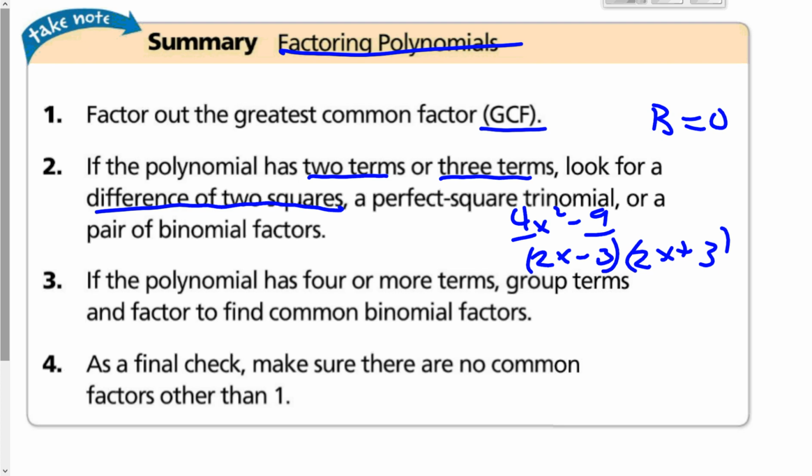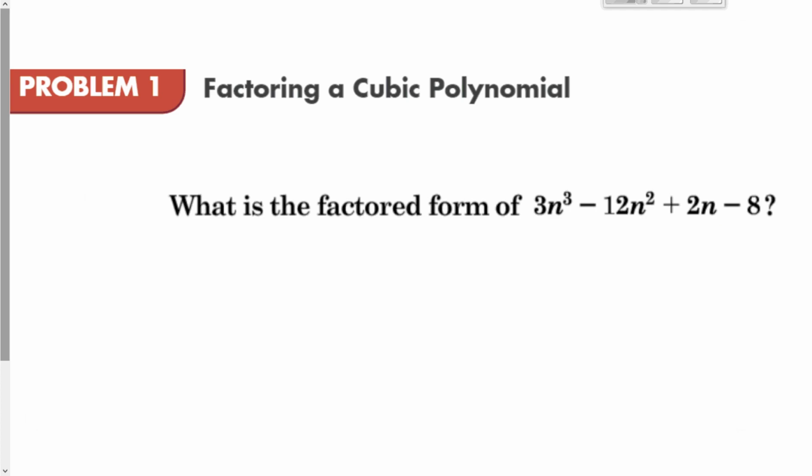Okay, if we have 4 or more terms, then we want to do it by grouping, and that's what you're going to learn today, how to factor by grouping. And then we always want to check to make sure we have no common factors other than 1. So how you can do that, just like I did at the last warm-up, I looked at those binomials and saw if I could factor anything else out. Okay, so these are the steps. You want to write them down, and then every time you're asked to factor, you want to follow these steps. Alright, so let's go factor this cubic, and we can always look for the GCF.